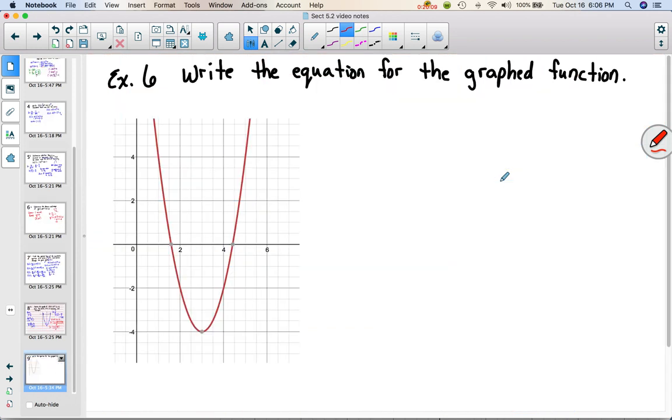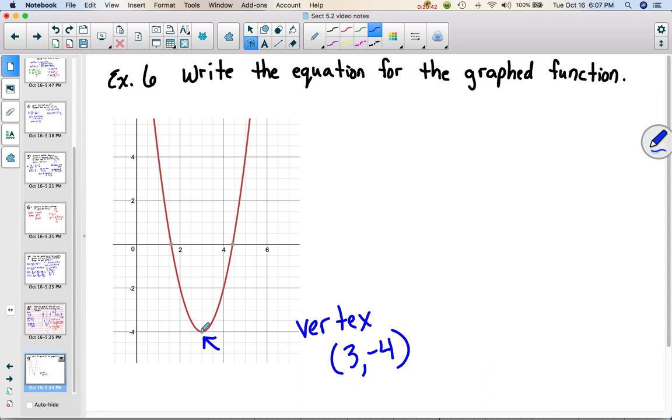In this last example, write the equation for the graphed function. So what we're going to pick out of here is the fact that I know what the vertex is. So the vertex is (3, -4). And then I'm also going to use my graph to see if I can tell what the movement is, like over 1, up. Does it go over 1, up 1? Well, if I go over 1, notice it's 2 boxes is the scale. So over 1 doesn't go up 1, it goes up 2. So if I go over 1, I go up 2.